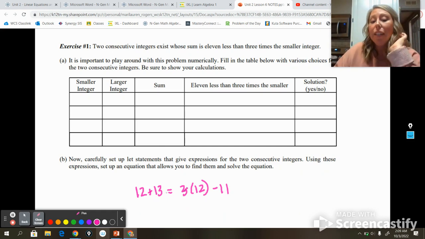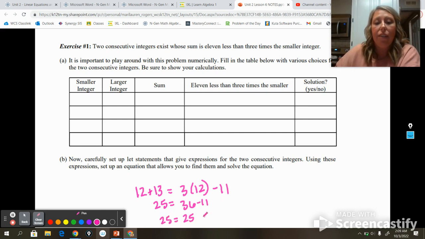So let's see if these do in fact equal each other. 12 plus 13 is 25. And then 3 times 12 is 36, minus 11 is 25. So that step right there is definitely not one that is required when you're solving consecutive integer problems, but it's not a bad idea just to confirm that the numbers you came up with do in fact meet the criteria that was listed in the problem.